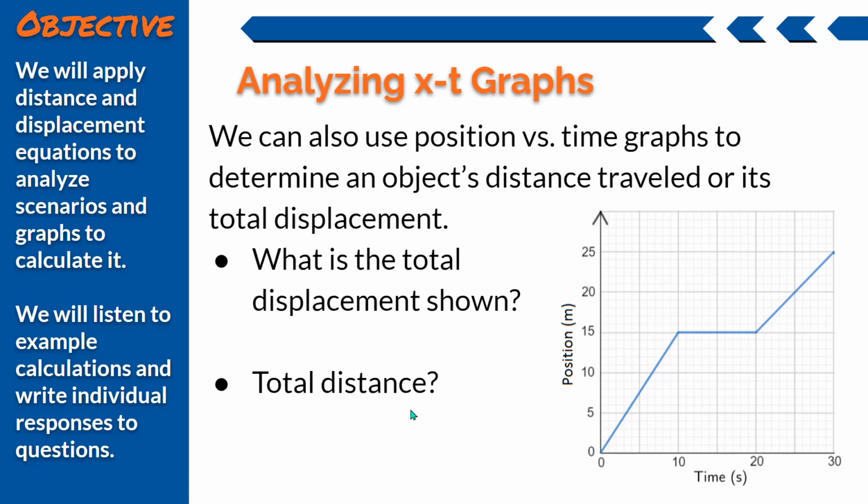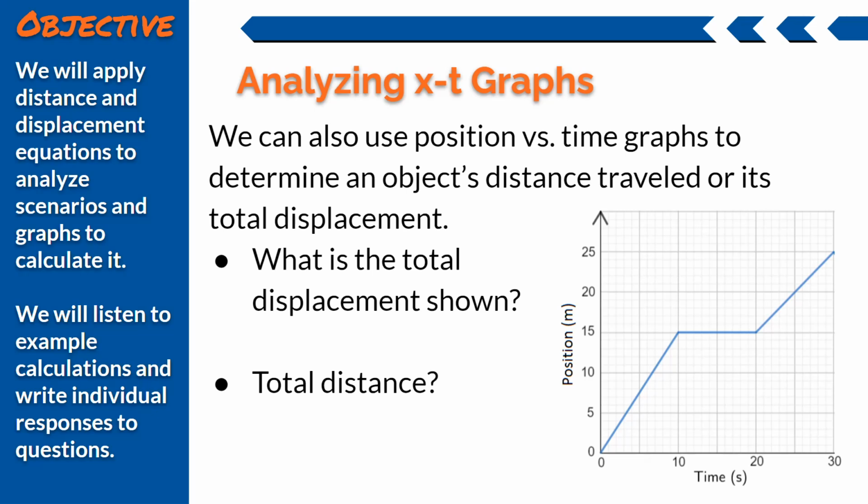All right, we can also use position versus time graphs to determine an object's distance traveled or its total displacement. So on my screen right now, I have a position time graph. This one has 3 different sections of motion. It's not doing the same thing the whole time. I can tell that because its slope changes. Okay, and I have 3 different slopes up there. But I'm not even looking at that. I'm just looking for what is its displacement, what is its distance.